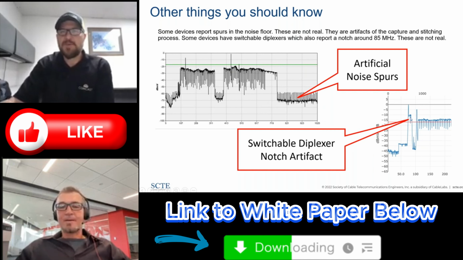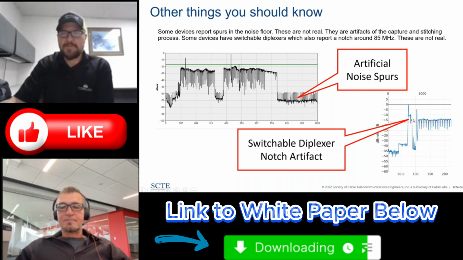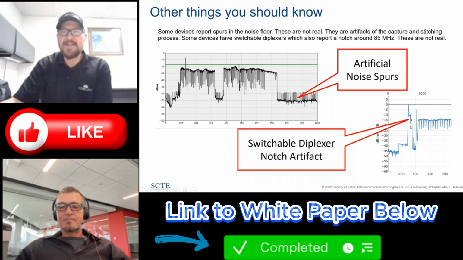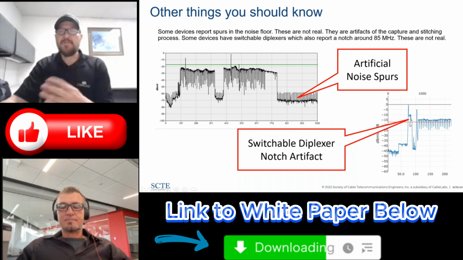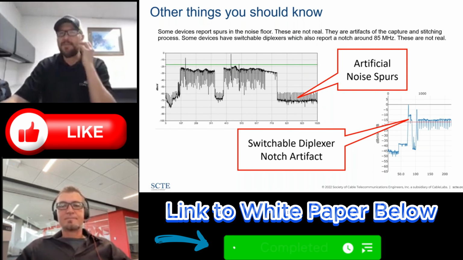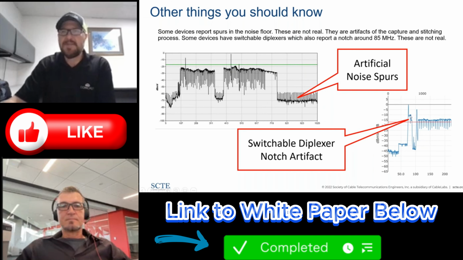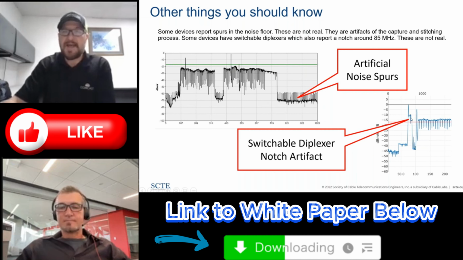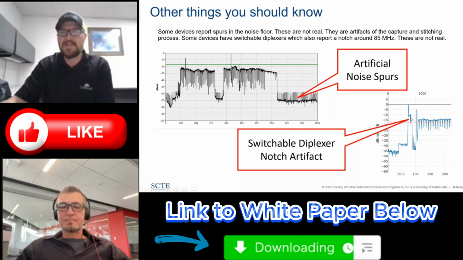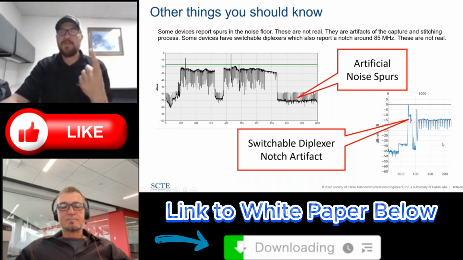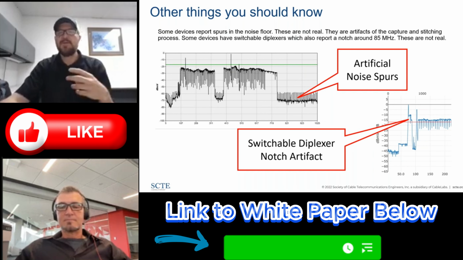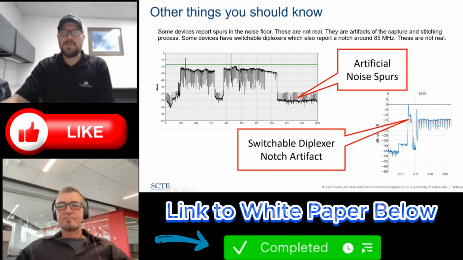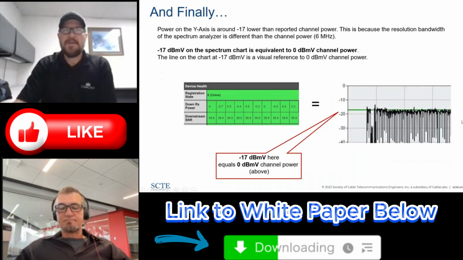The other one would be this switchable diplex notch artifact, right? So we mentioned that certain devices can be mid-split, high-split, sub-split capable, and there's a function of the switch inside the device to change the diplexer frequency. And sometimes that can result in an artifact at one of those diplex filter frequencies, in this case, 85 megahertz. So pay particular attention to, one, the device, like we mentioned. Is it a sub-split only device, or is it a switchable where it could be potentially sub-split, mid-split, or potentially high split? So other information you should know.